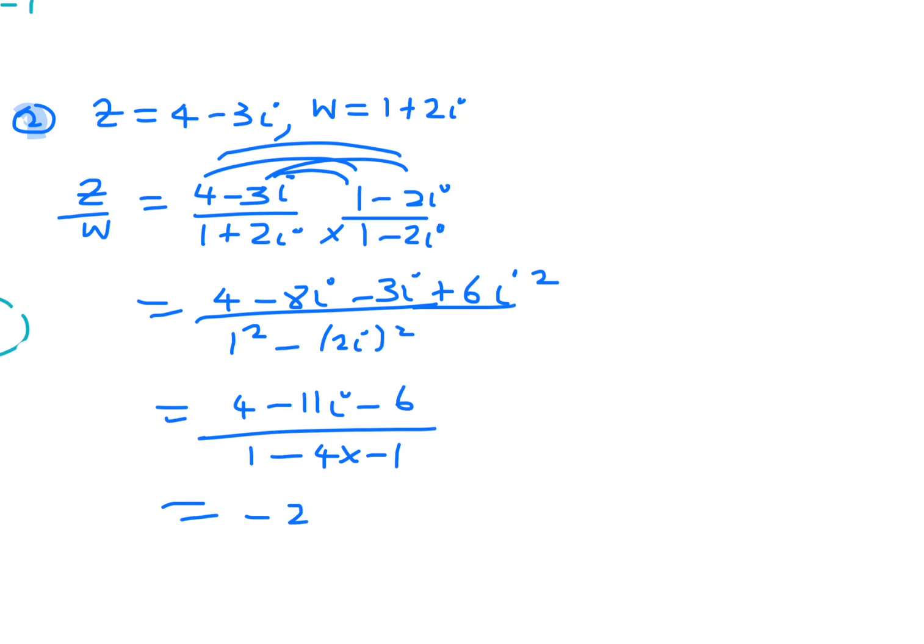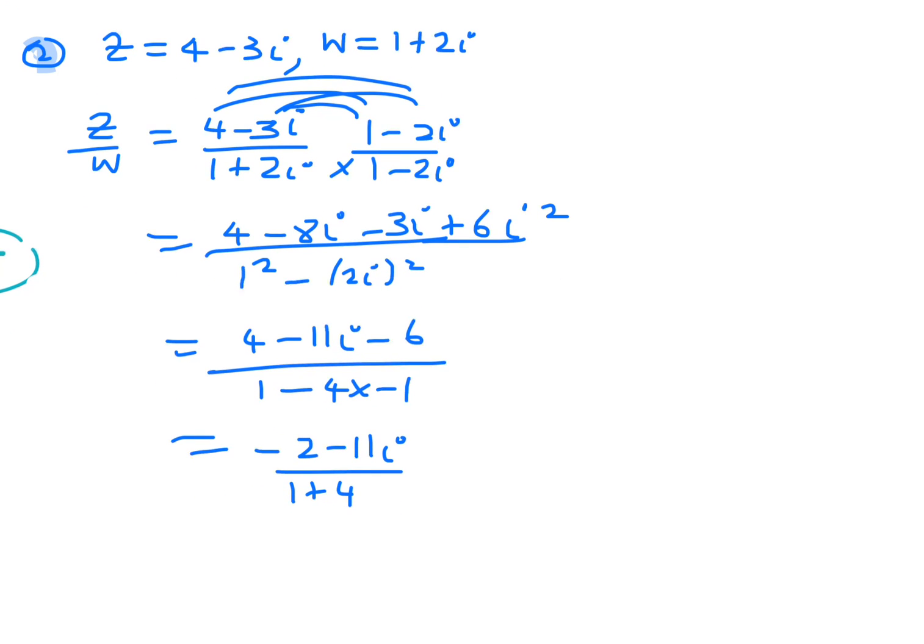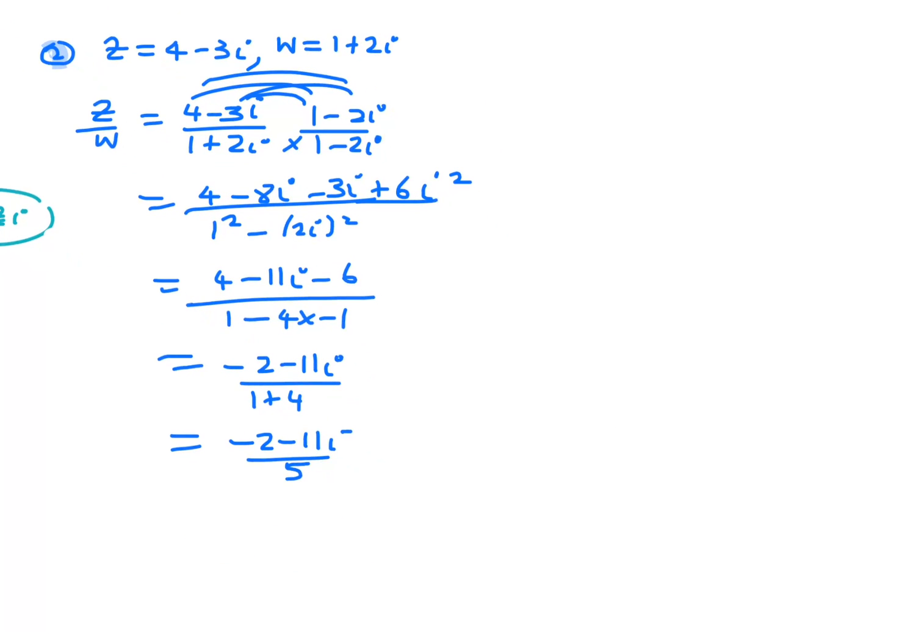4 minus 6 is minus 2. Minus 2 minus 11i. On the bottom, 1 plus 4, because the minus times the minus is a plus. So minus 2 minus 11i on 5. And if you put it in the form of a plus bi, that would be minus 2 on 5 minus 11i on 5.